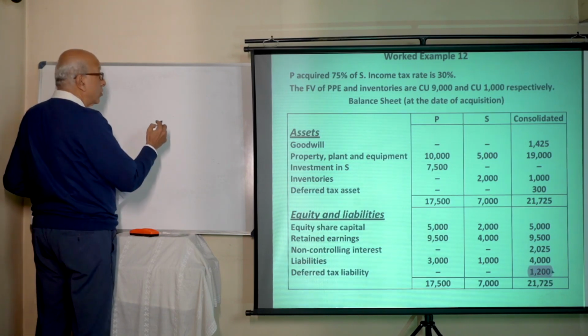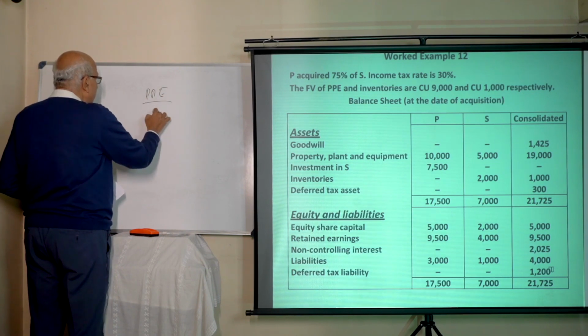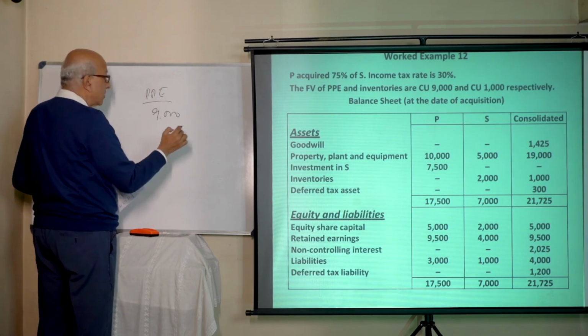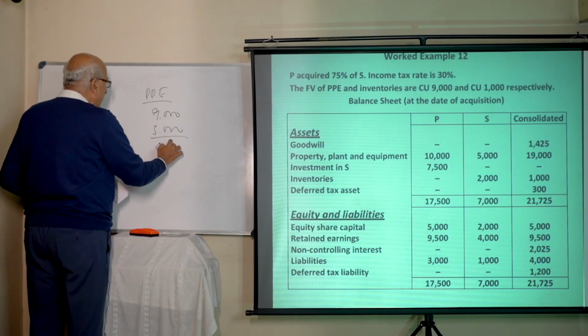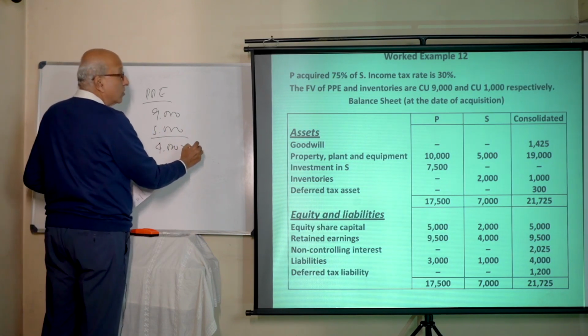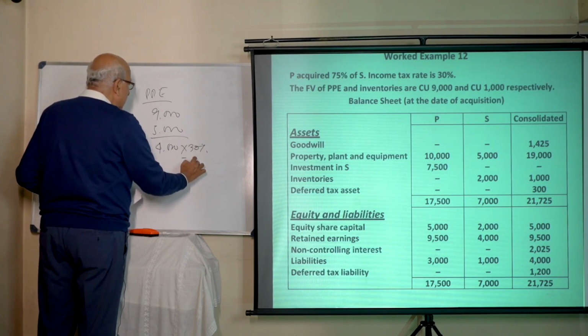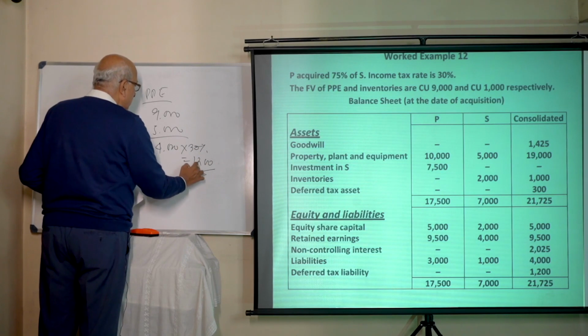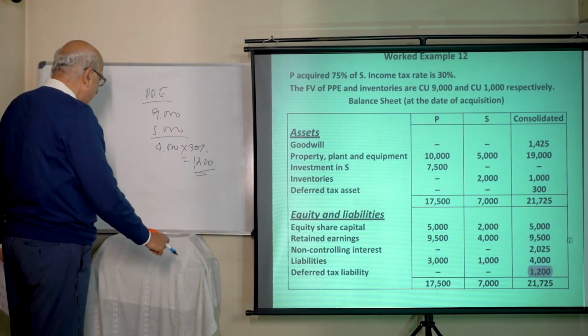PP fair value is 9000, carrying amount 5000. So it is more by 4000 into 30% income tax rate. That means deferred tax liability 1200. You see, deferred tax liability 1200.